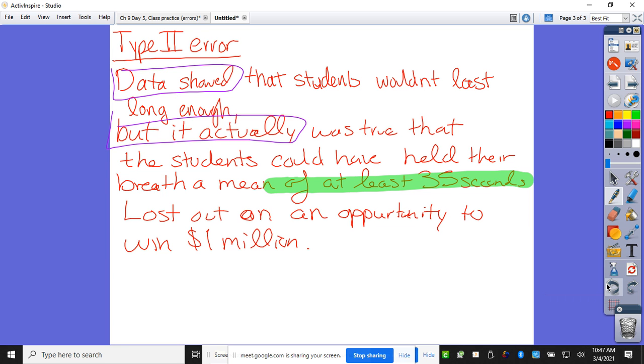All right, so in this scenario, which one is worse, type 1 or type 2? Type 1. Type 1 is not always the worst. It's context specific as to which one is worse.